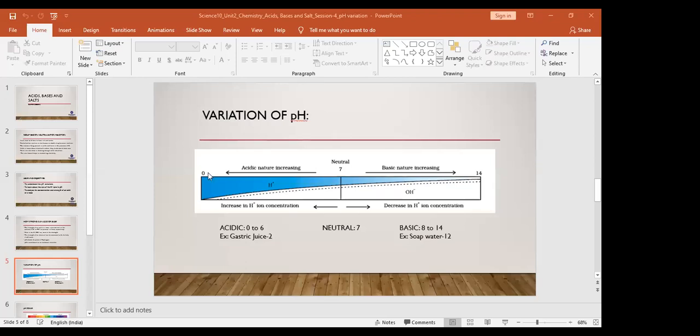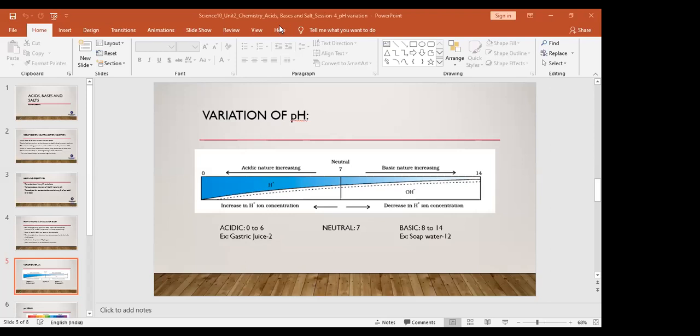This is how the pH paper looks like. The variation of pH looks like this. The count starts from 0 and it ends at 14. And at the center, there is 7. So from 0 to 6, we can have acidic substances. From 8 to 14, we can have basic substances. And 7 is the neutral substance.